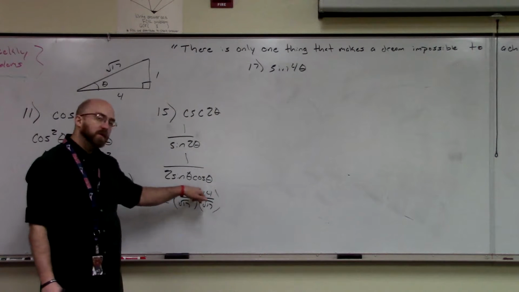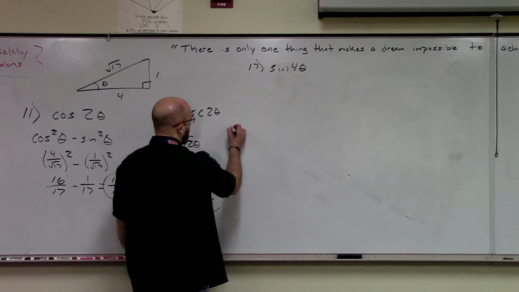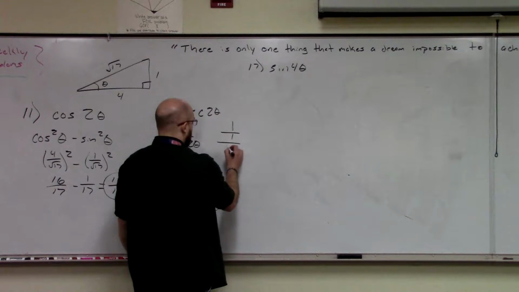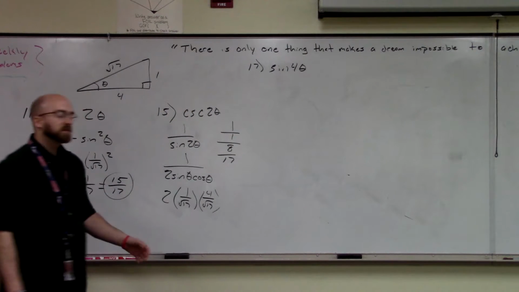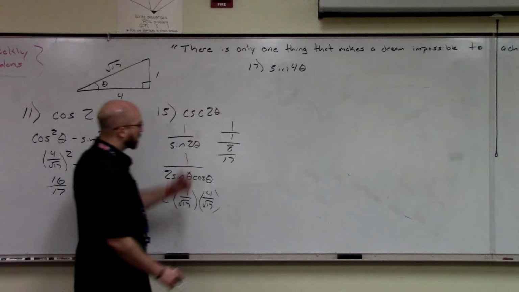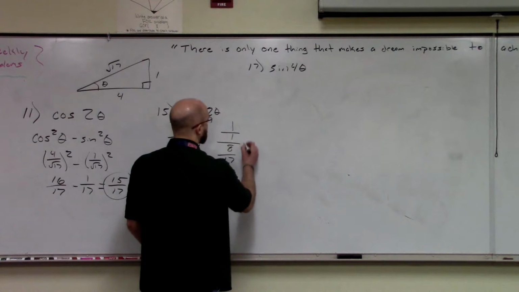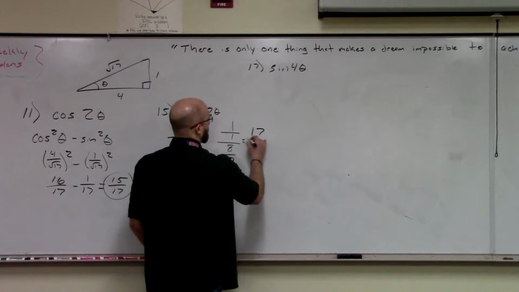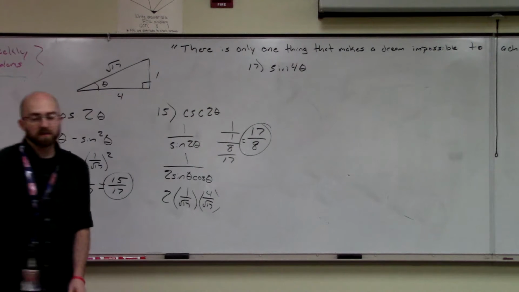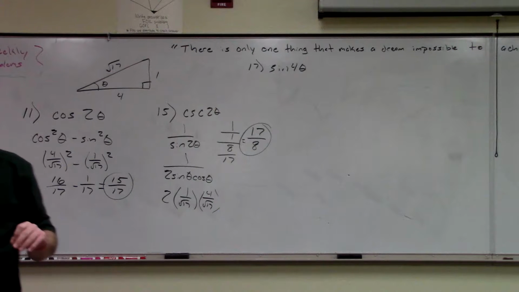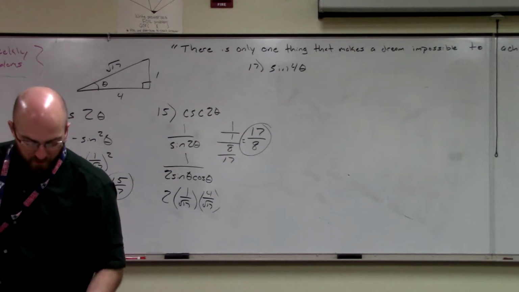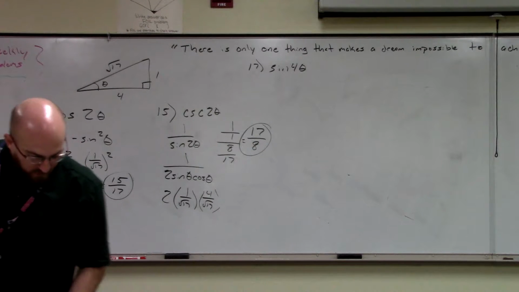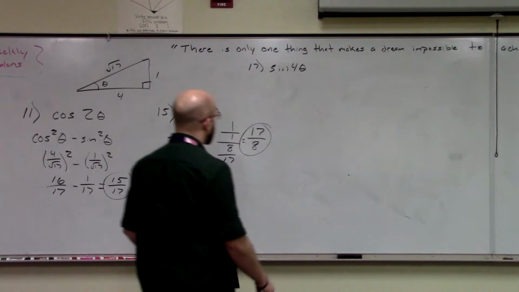This 2 gets multiplied by the 4, so technically we're going to get 1 over 8 over 17. It's a complex fraction, we just flip it. It's just 1 over 1, so this easily turns into 17 over 8. And that's the answer for cosecant 2 theta. So whenever you have cosecant, secant, or cotangent, you just flip it, 1 over that number, and solve it that way. Now, moving on to sine 4 theta.